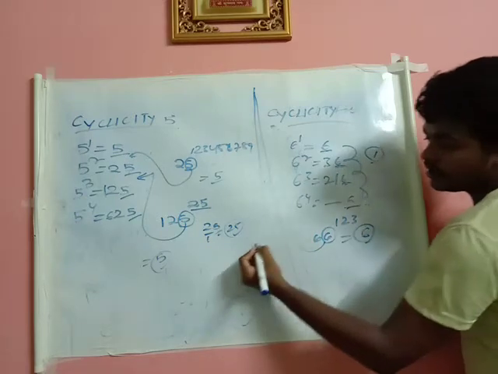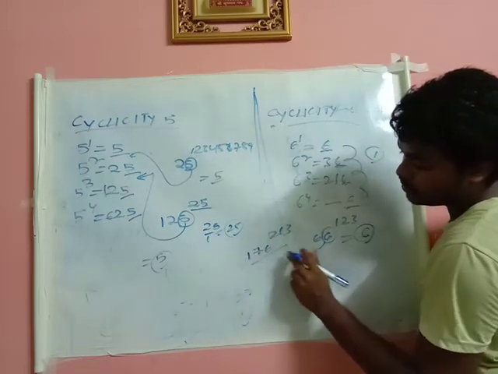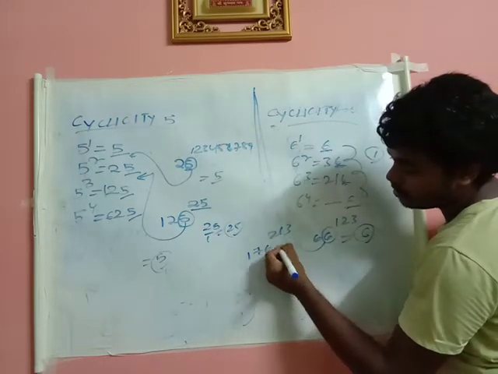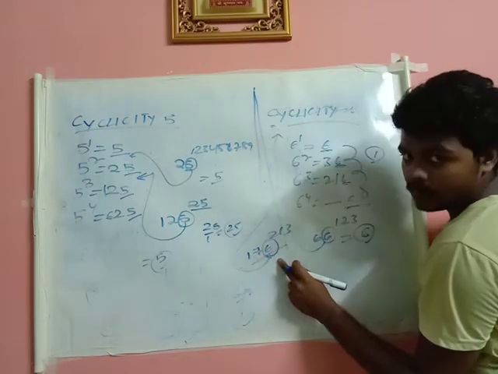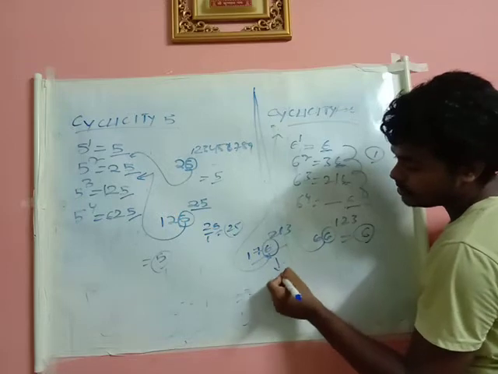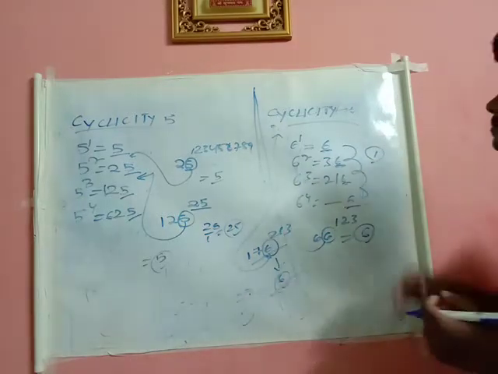In the same way, what is the unit digit of 176 power 213? The unit digit here is 6, so it belongs to the cyclicity of 6. As I told you, irrespective of the power, the unit digit is 6. Okay? So this is the way.